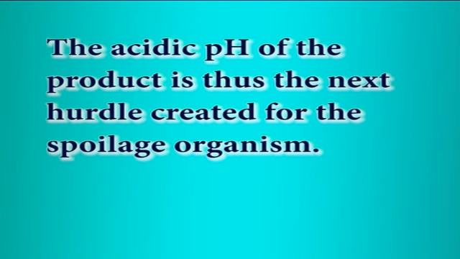Further, the acid produced decreases the pH of the product. The acidic pH of the product is thus the next hurdle created for the spoilage organism. Hence, it would be difficult to cross such multiple hurdles by the spoilage organisms.